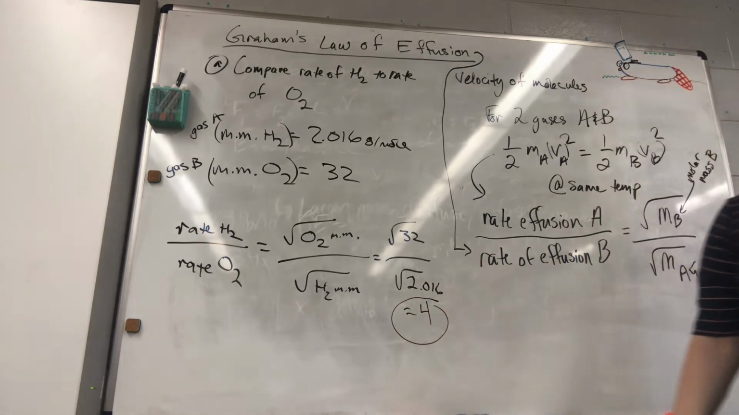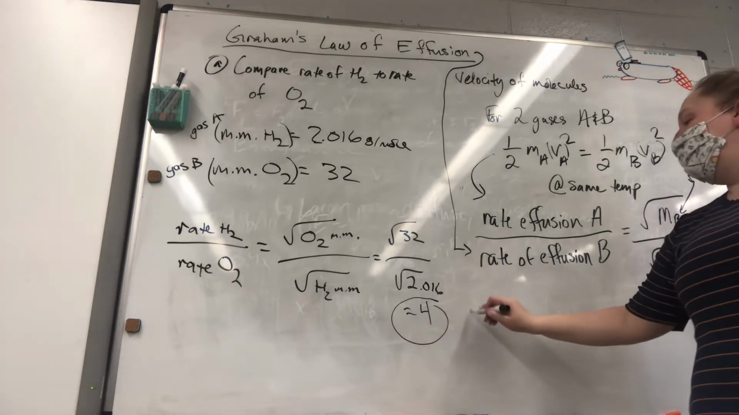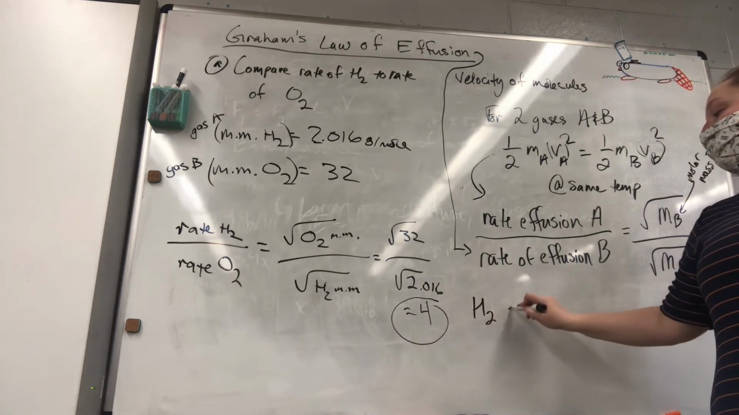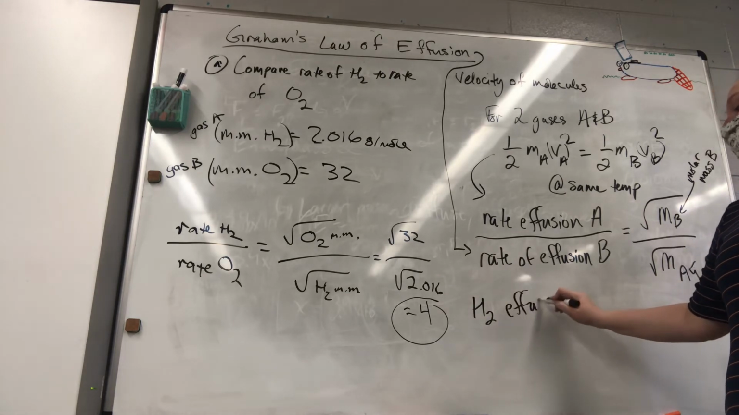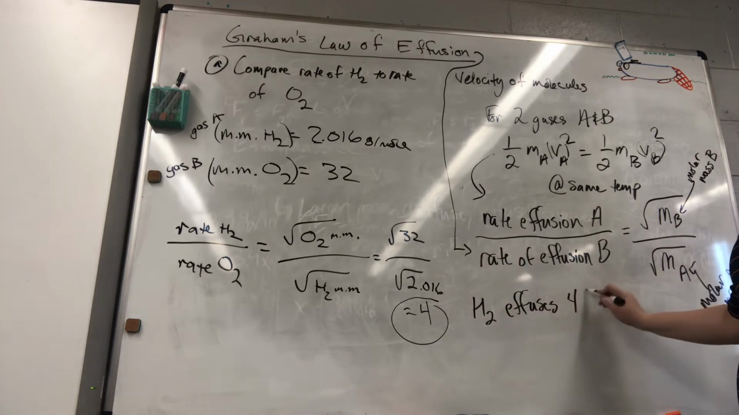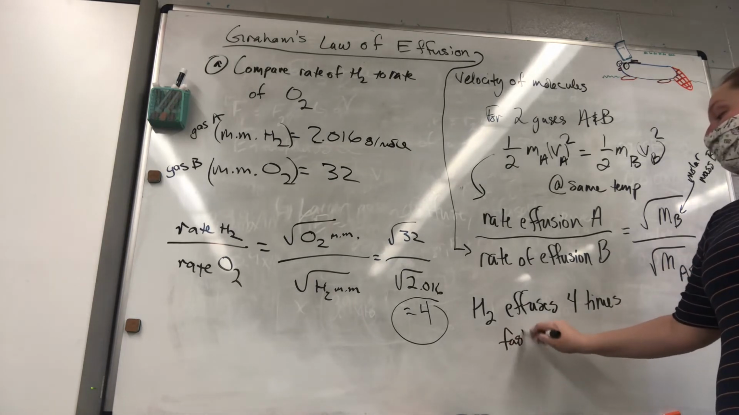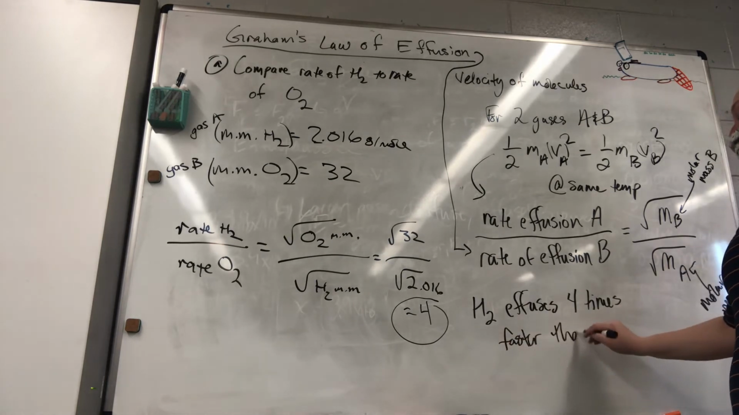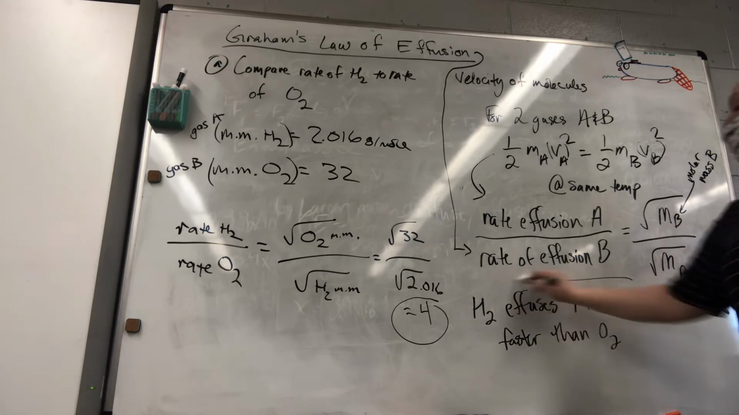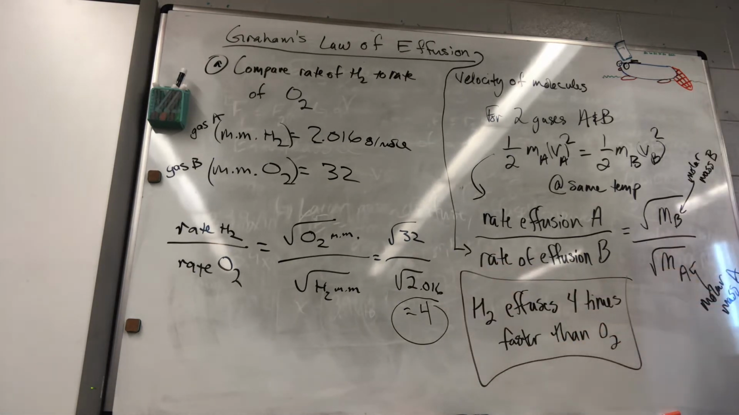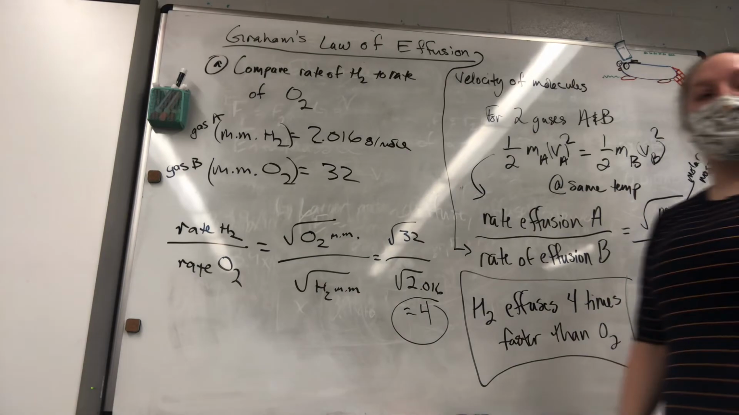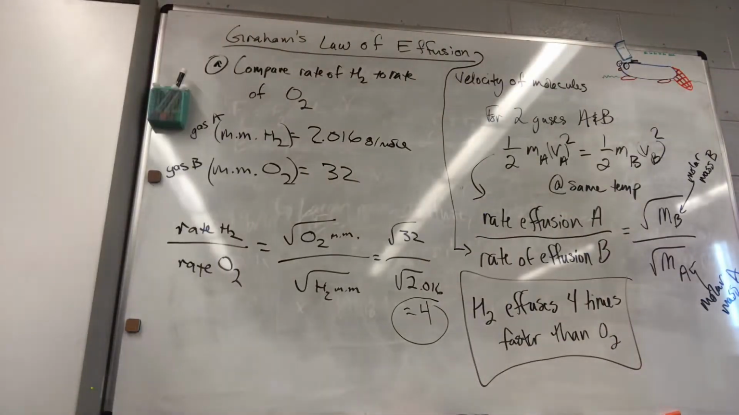This 4 means that H2 effuses 4 times faster than O2. So Graham's law of effusion gives us how much faster one gas will move versus another through the same size opening at the same temperature, say 25 degrees Celsius, and so on and so forth.